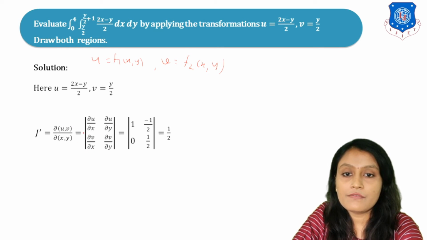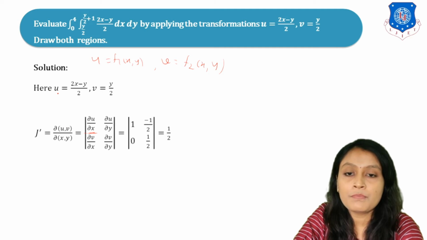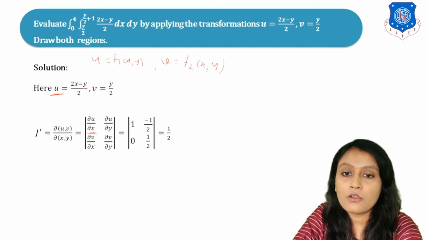Firstly we will find del u by del x, that is the derivative of u with respect to x, and we will keep y constant. So minus y is constant, the derivative of x is 1, so 2 upon 2 will give you 1. Next we have to find del u by del y, meaning the derivative of u with respect to y keeping x constant. So 2x is constant, so its derivative is 0, and the derivative of minus y is minus 1, so here we have minus 1 by 2.